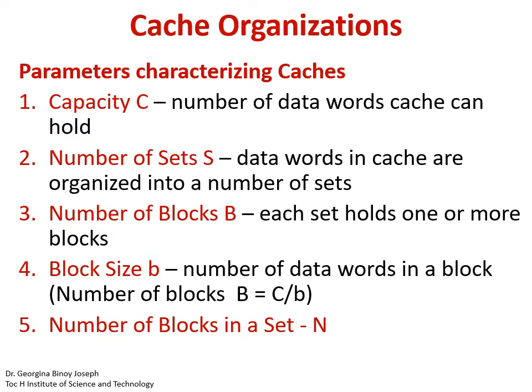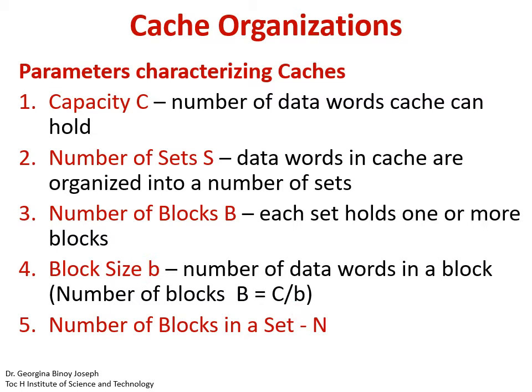Now block size b is, in each block, how many data words there are. So capital letter B is the number of blocks and small letter b is the number of data words in each block. So you can see the number of blocks B is equal to C divided by b. Here we had said each set holds one or more blocks, but what is the total number of blocks in the entire cache? That is given by the cache capacity C divided by b.